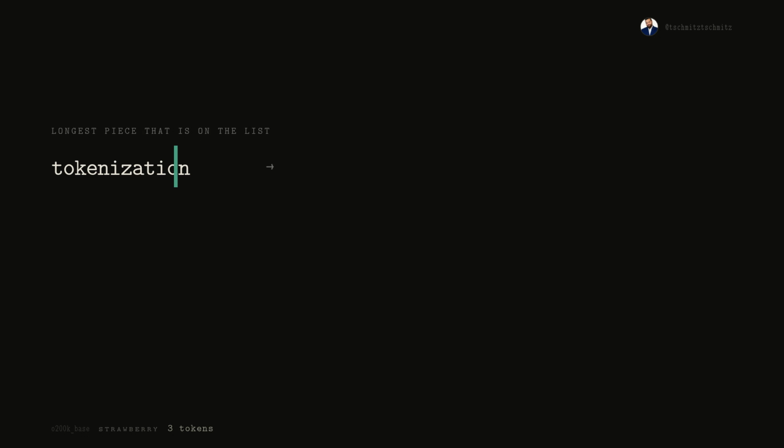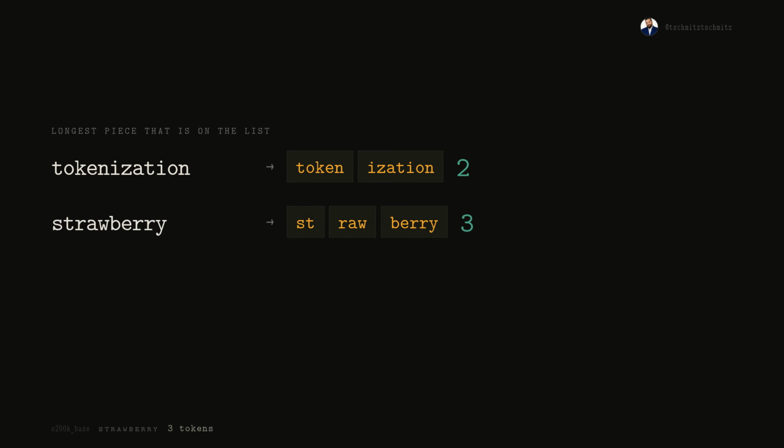How does the chopping work? The tokenizer walks your text and grabs the longest piece that is on the list. The word tokenization comes out as token plus ization. 2 tokens, because both were on the list. Strawberry is not there. It arrives as saint, raw, berry. 3 pieces that mean nothing on their own.